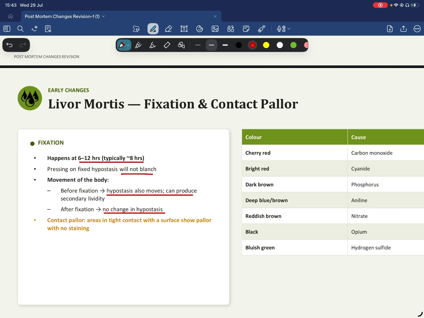Contact pallor refers to there being pallor in areas with tight contact with the surface. Therefore, there is no staining in areas where there is tight contact with the surface.